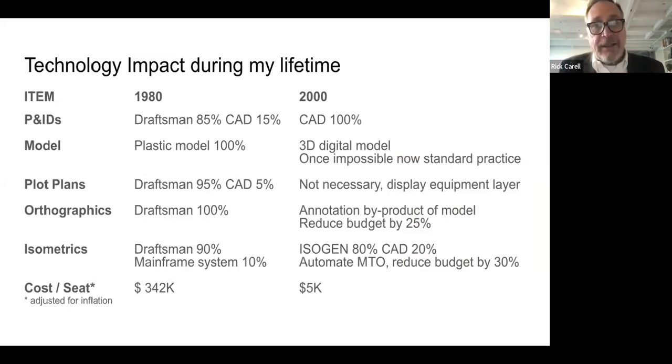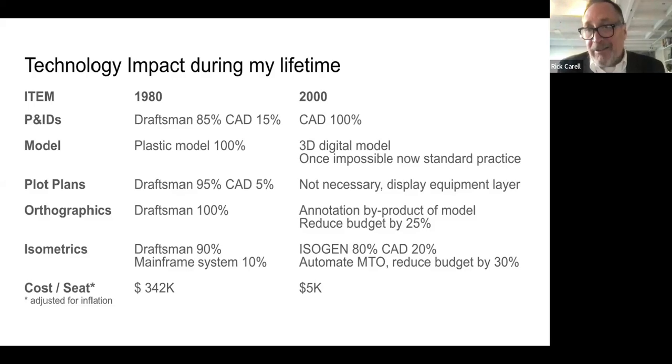So, as I say, the technology impacted my lifetime. When I started in 1980, draftsmen were doing 85% of the P&IDs, maybe a little bit on CAD, 15%. Now it's all 100% on CAD. Plastic model, every big project had one. Now, a 3D digital model, once impossible, is standard procedure. And the plot plans, once again, 95% were done by hand.